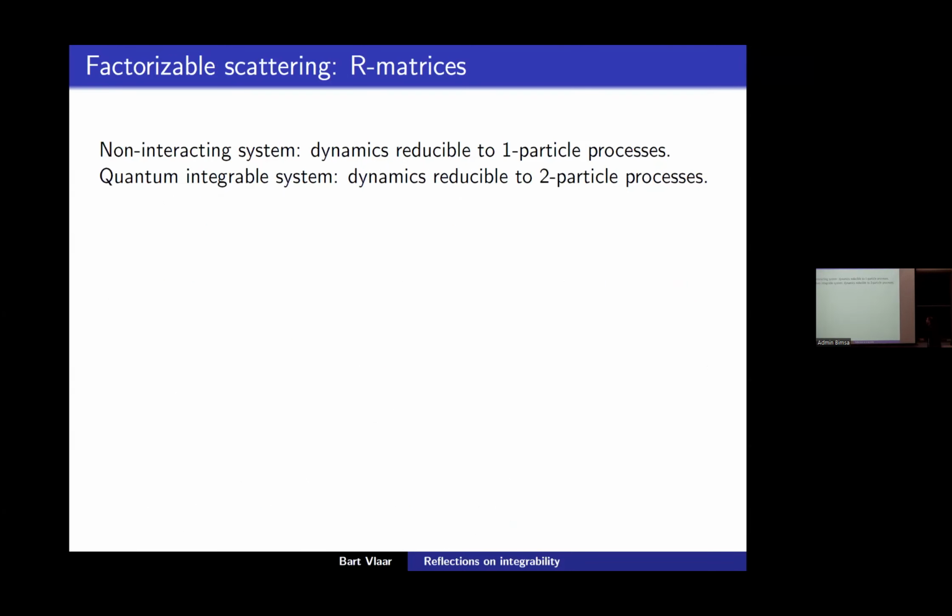Okay, and so the idea behind the standard approach in quantum integrability is that for a non-interacting system, you could say that the dynamics are reducible to one-particle processes. There's no interaction. So each particle is on its own, which is kind of boring, right? But the next level up becomes very interesting already. So we want the dynamics to be reducible to 2-particle processes. So what does that mean?